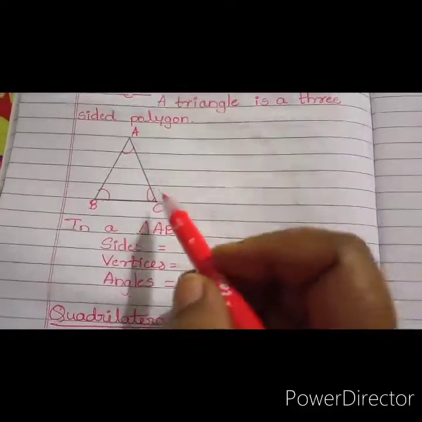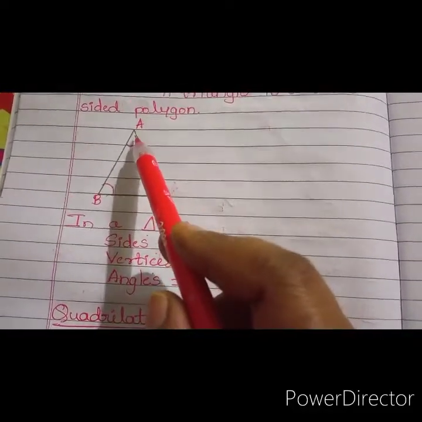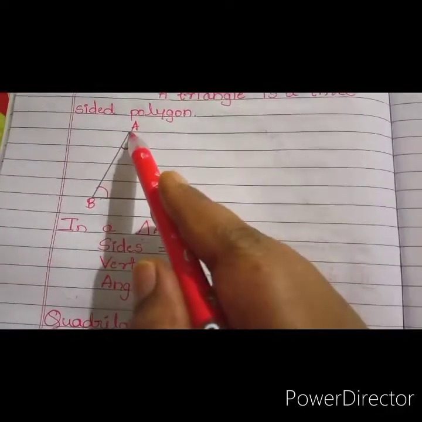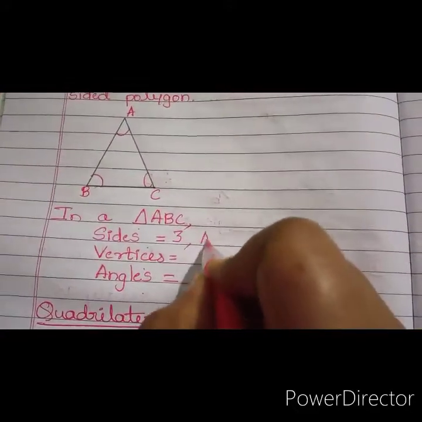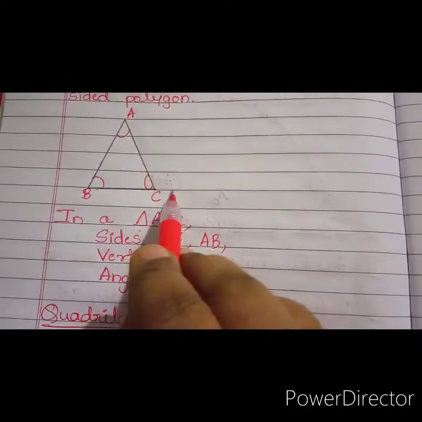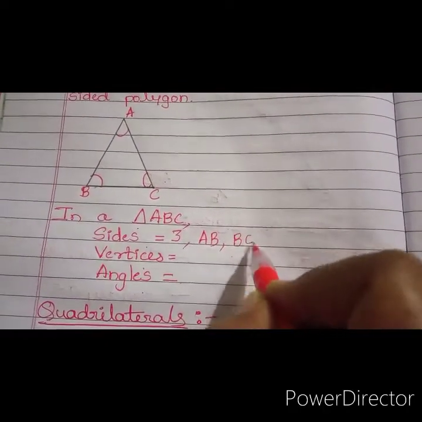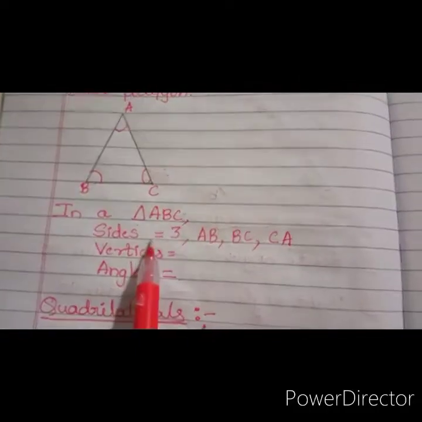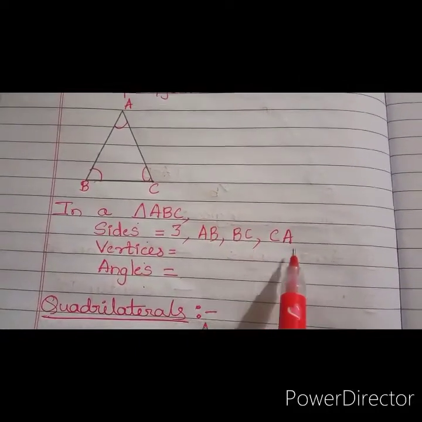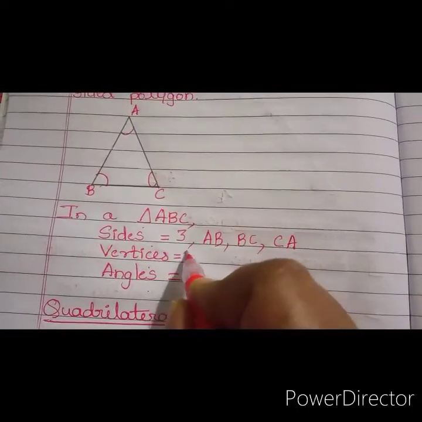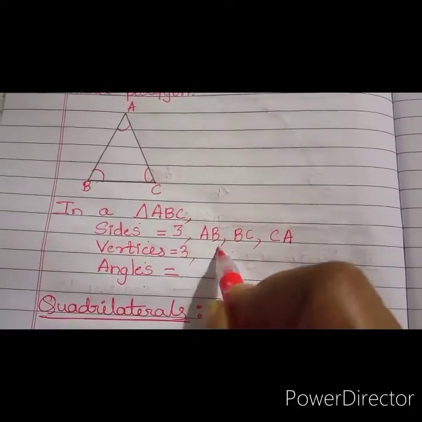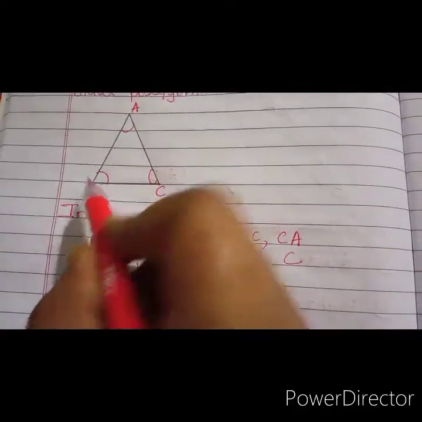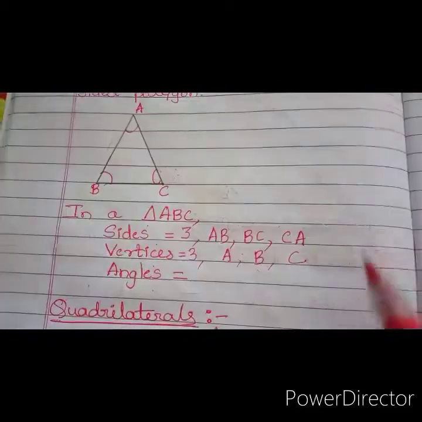Triangle ABC has three sides. How many sides? That is three sides: AB, then BC, and next CA. Totally three sides are there, that is AB, BC and CA, and three vertices are there: point A, point B and point C. These points are called vertices of the triangle.